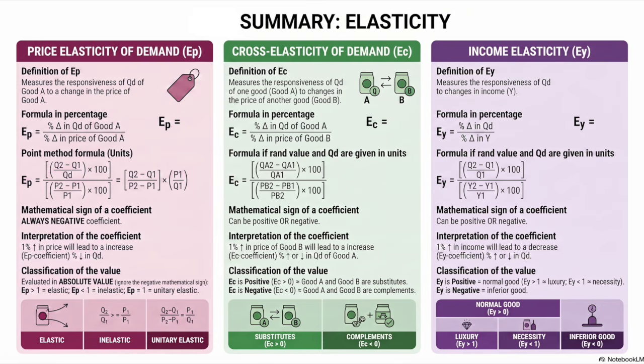Just to recap, price elasticity is always negative, but we analyze it in absolute terms. Cross elasticity absolutely relies on the sign to identify substitutes or complements. And income elasticity uses the sign to separate normal luxury goods from inferior necessities.